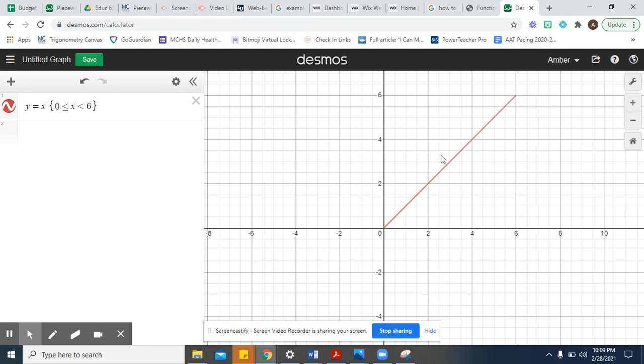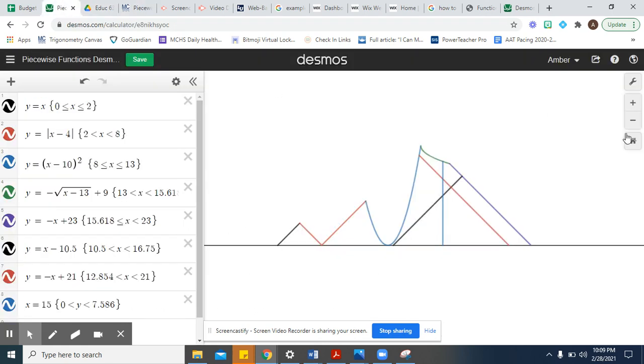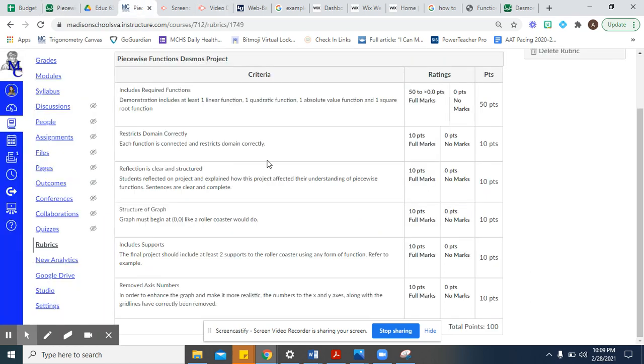I would recommend starting with a linear piece. However, you can start with a quadratic, a square root, or an absolute value function. So once again, here is my finished piece. Yours should not look the same. Just make sure you are following all of the 6 requirements that are listed here on the rubric.